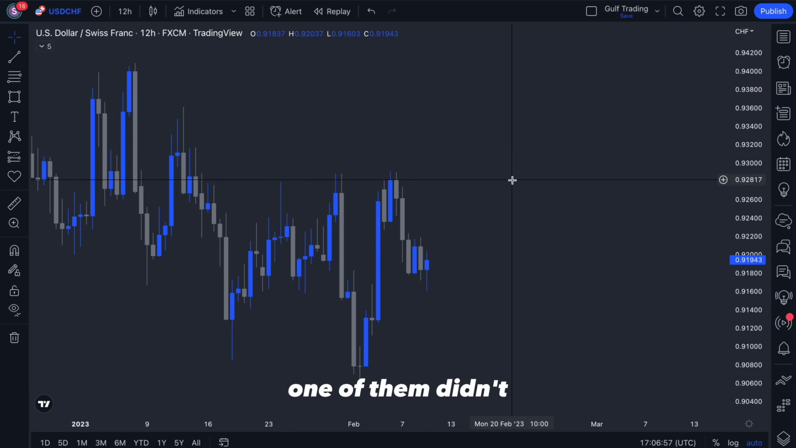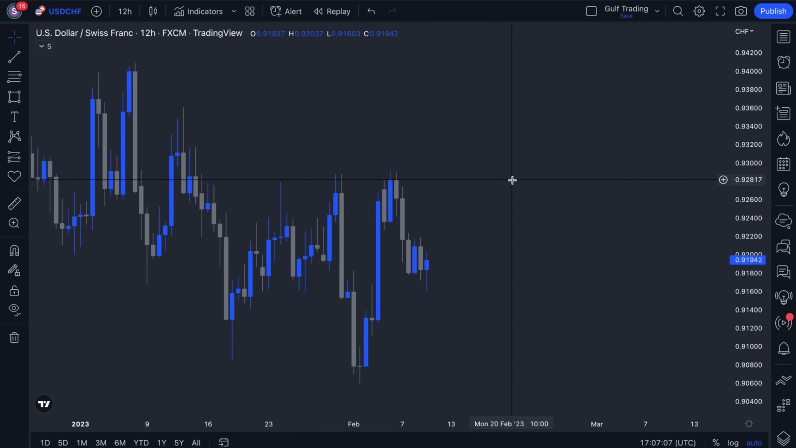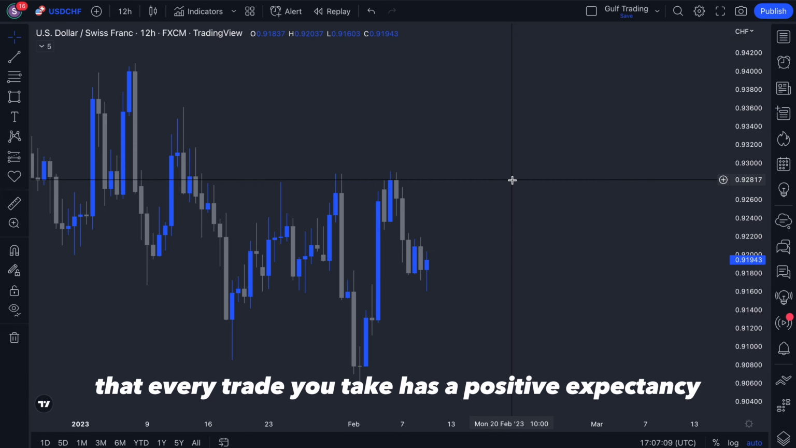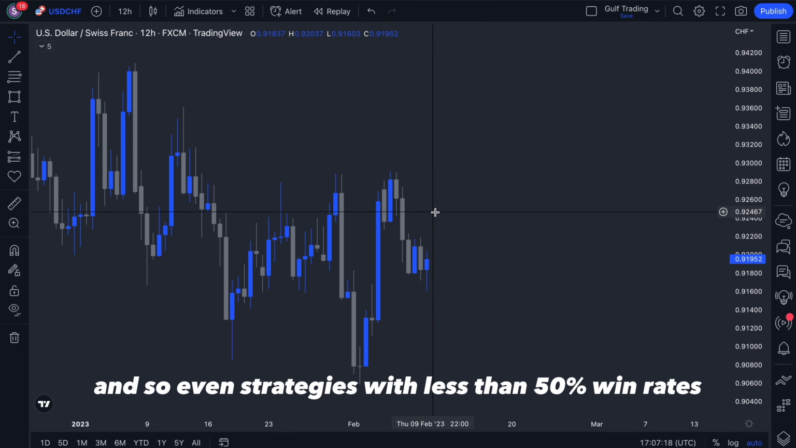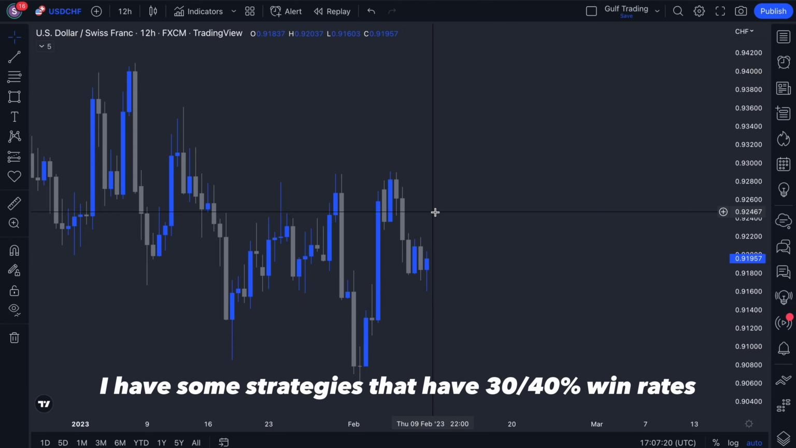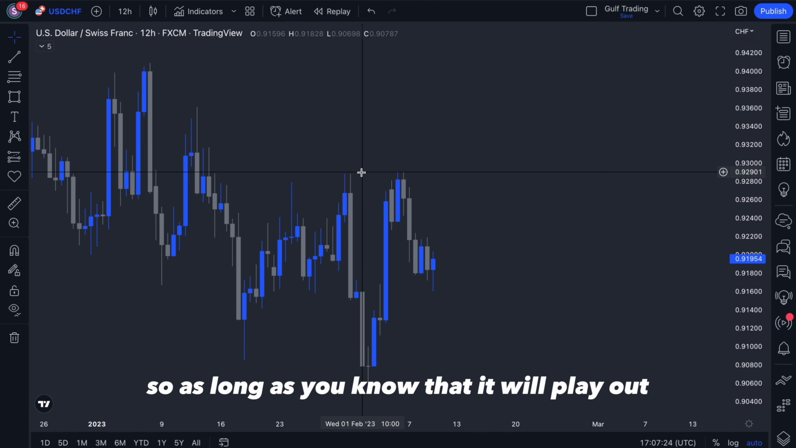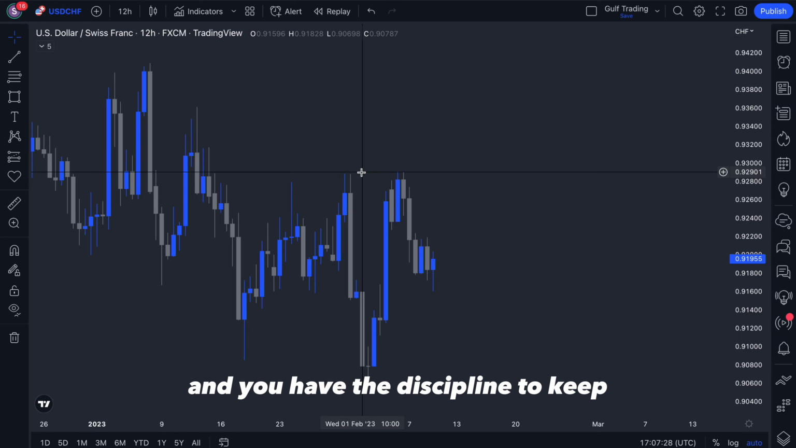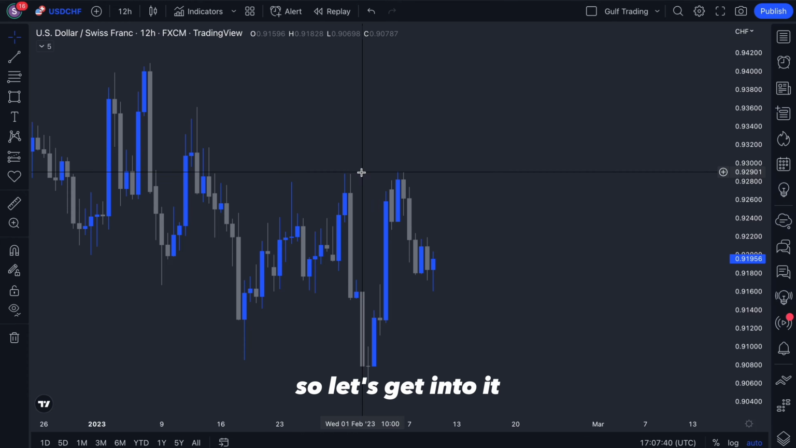One of them played out, one of them didn't, and that's okay because as long as you have a positive risk reward compared to your win rate, so as long as it averages out that every trade you take has a positive expectancy, then in the long term you're going to be profitable. And so even strategies with less than 50% win rates, I have some strategies that have 30-40% win rates that are still profitable in the long run. So as long as you know that it will play out and you have the discipline to keep placing the same trades over and over again, then you'll be able to be profitable. So let's get into it.